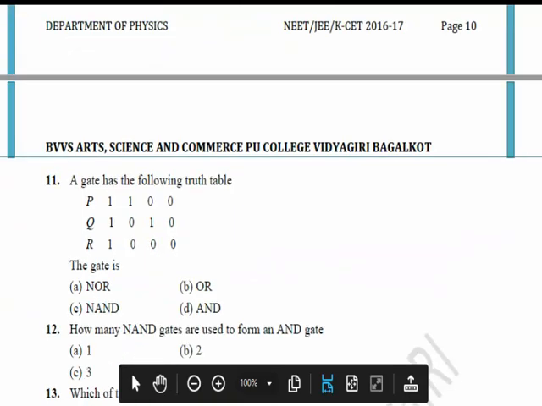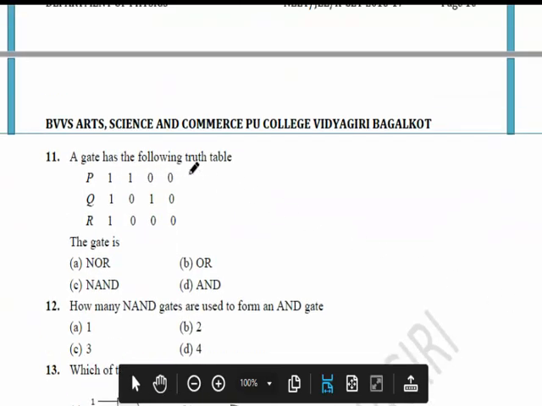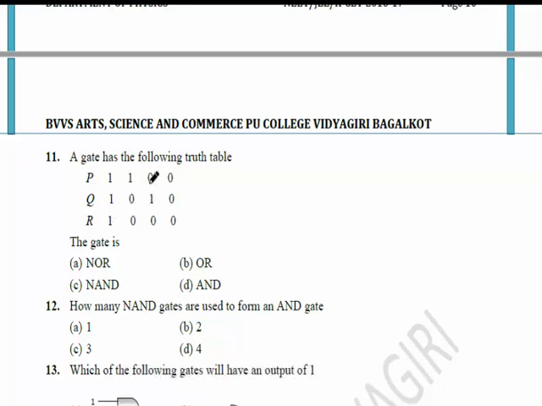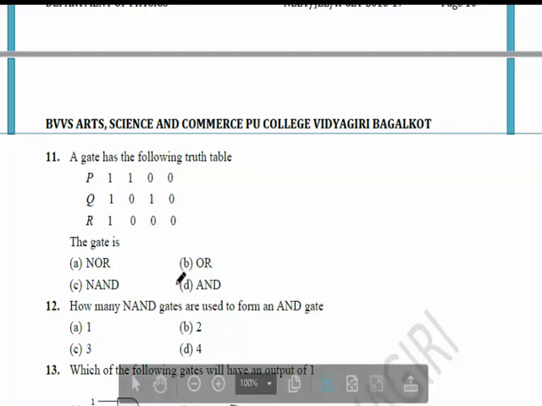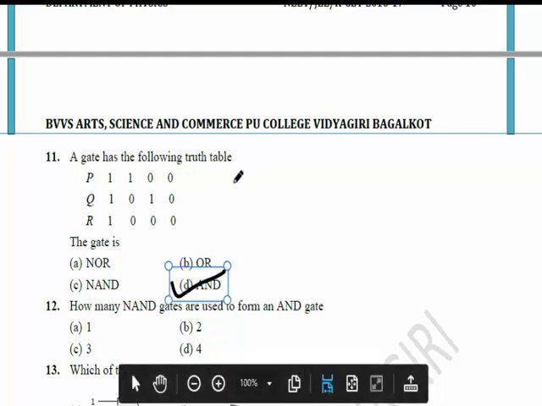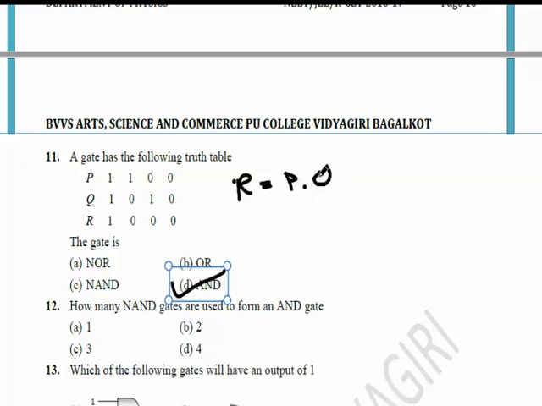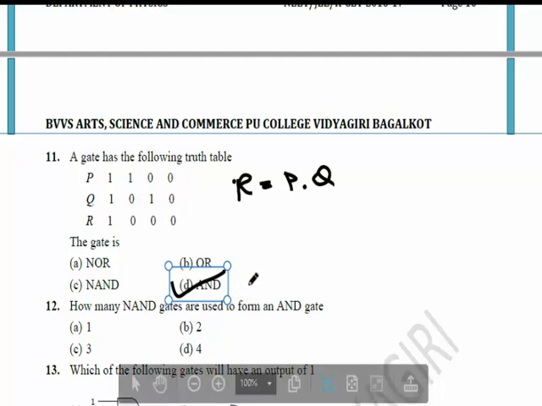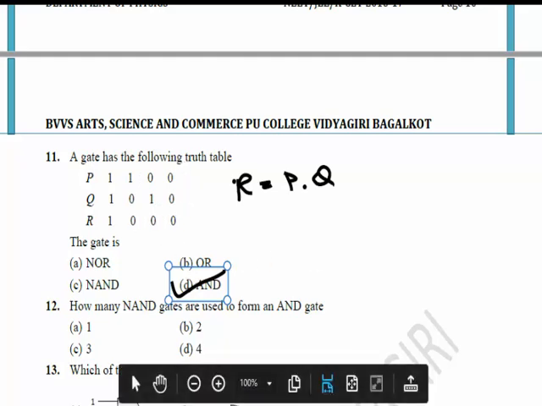So next question, a gate has the following truth table: 1 1 1, 1 0 0, 0 1 1, 0 1 0, 0 0 0. Which is the truth table for this? 11th one: R equal to P dot Q. 1 1 gives 1, 1 0 gives 0, 0 1 gives 0, 0 0 gives 0, means AND gate. AND gate is the correct option.